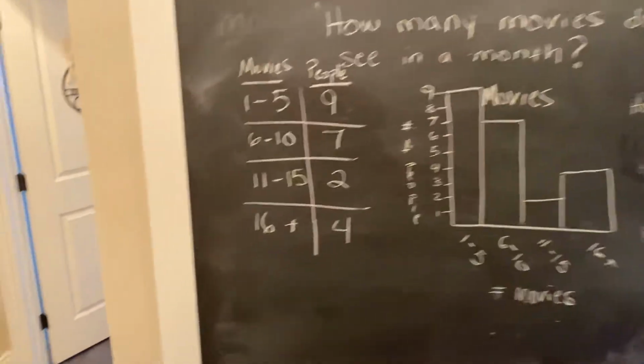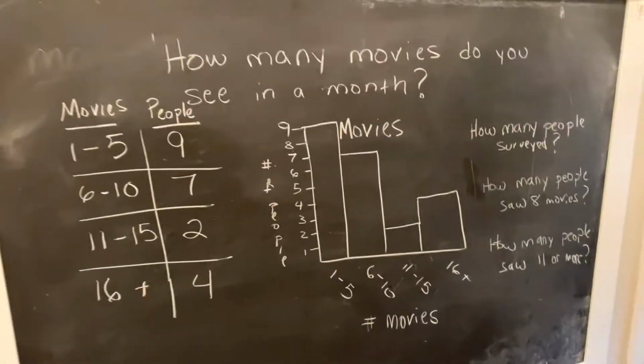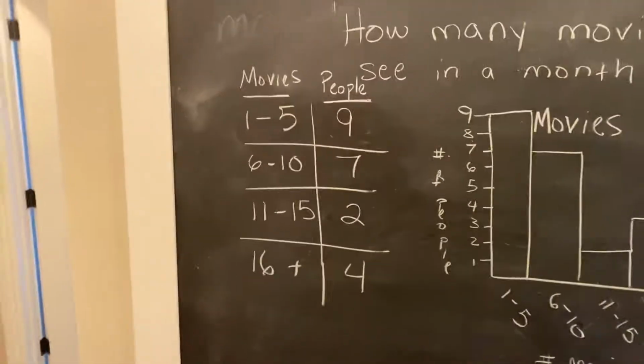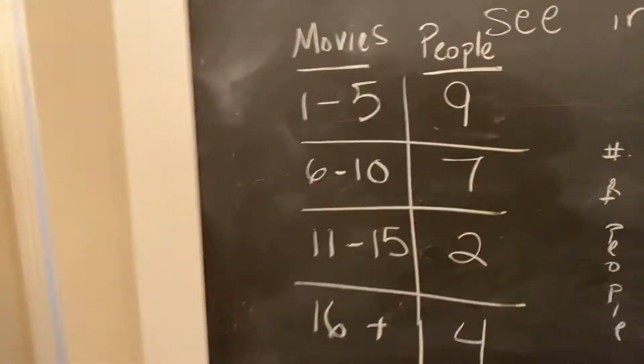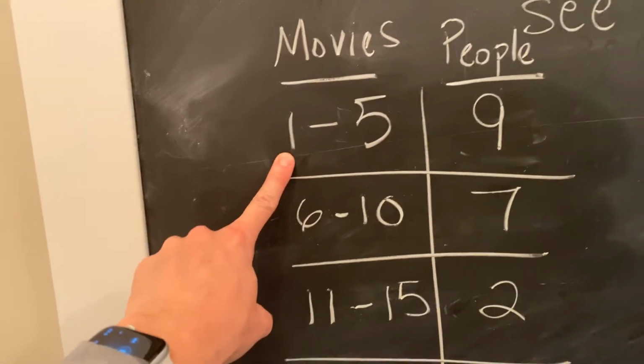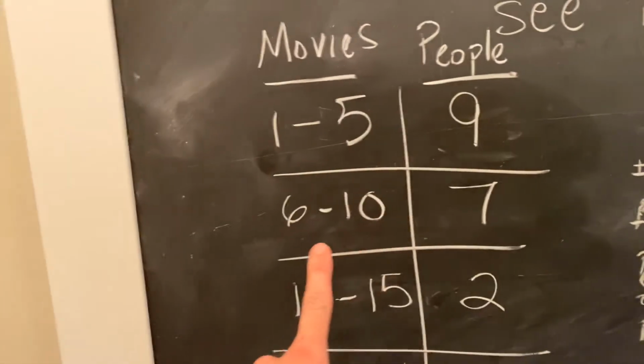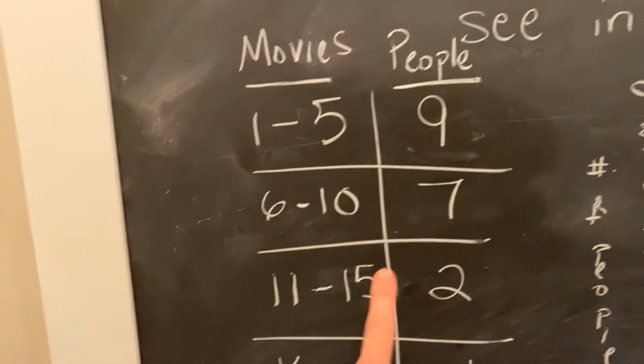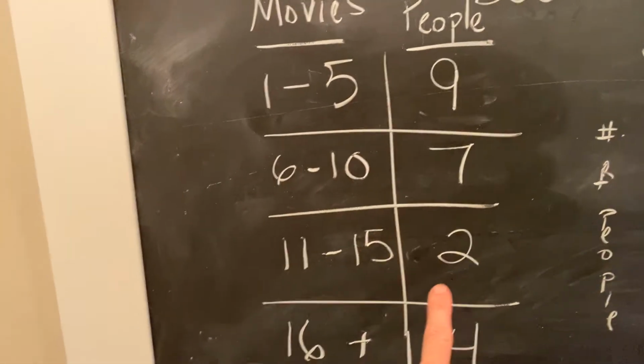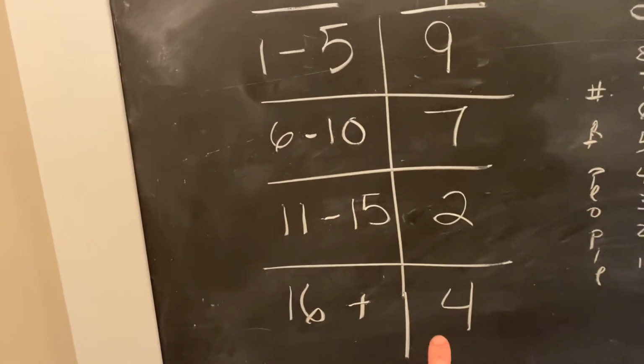So if I have a frequency table here, and my question was, how many movies do you see in a month? And I have a range. Another word for range right here is an interval. 1 to 5 movies, 9 people said; 6 to 10 movies, 7 people said; 11 to 15 movies, 2 people said; and 16 and more movies in a month, 4 people said.